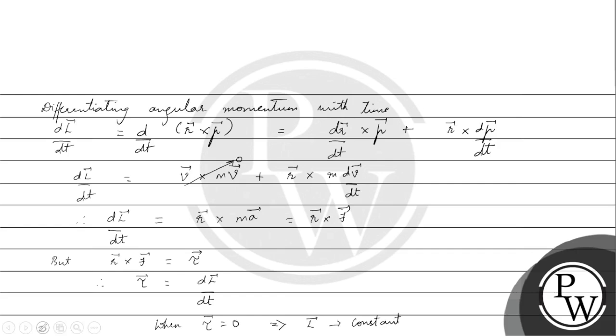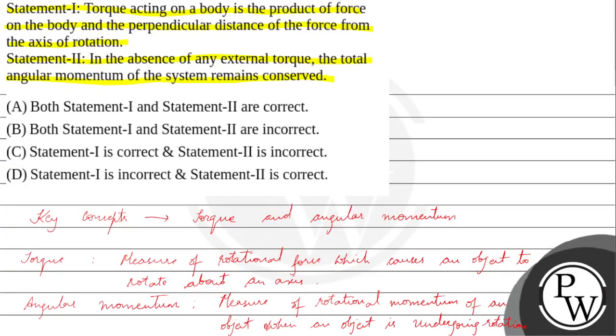Now we will go back to the question, look at both statements again and mark the correct option. Statement 1 is torque acting on a body is the product of force on the body and the perpendicular distance of the force from the axis of rotation, which is correct. Statement 2, in the absence of any external torque, the total angular momentum of the system remains conserved, and this is also correct. So the correct option to this question is both statement 1 and statement 2 are correct. The correct option is option A. Hope you have understood it well. Best of luck.